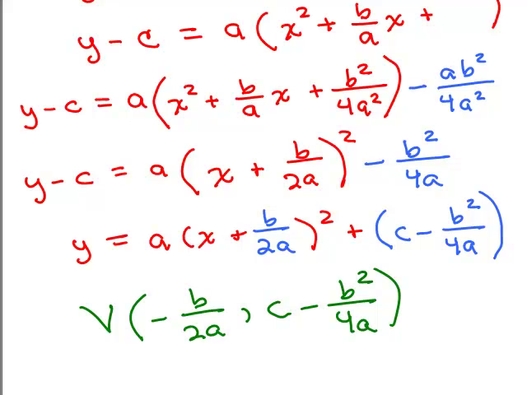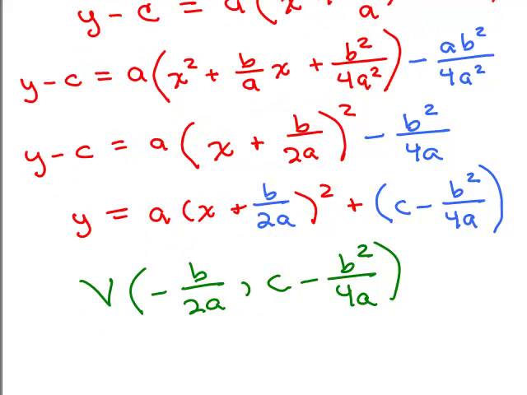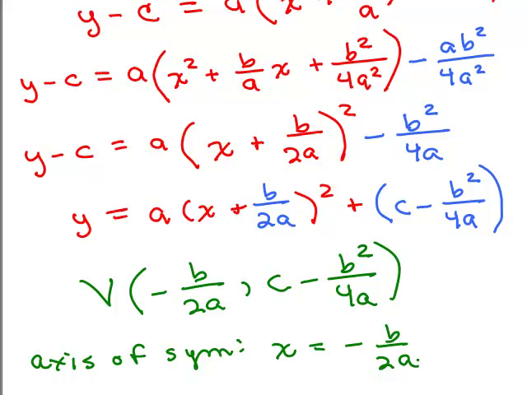Now, most people don't memorize this formula. What they remember is the x-coordinate is negative b over 2a. Also, remember that tells you the equation of the axis of symmetry is just x equals negative b over 2a. In fact, some people just write that down first, because if you set what's in parentheses here, x plus b over 2a, equal to 0, you get x equals negative b over 2a.